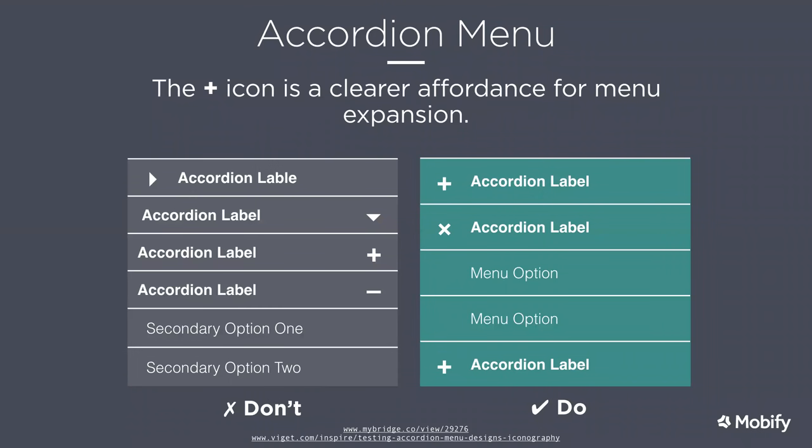Placing that iconography on the far right-hand side aesthetically creates a nice balance, but it forces the shopper's eye to travel all the way across and try to interpret what that icon will do. Studies have also shown that using a plus and an X is the best symbol to use in communicating an open and close mechanic. Using a minus or the little pyramid or triangle shapes is not as clear for shoppers.